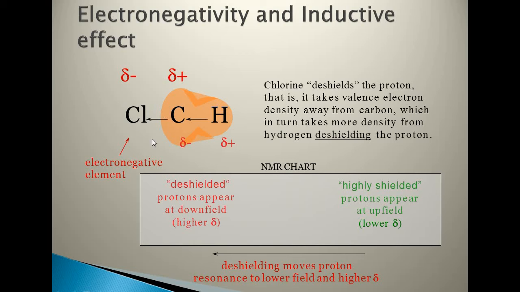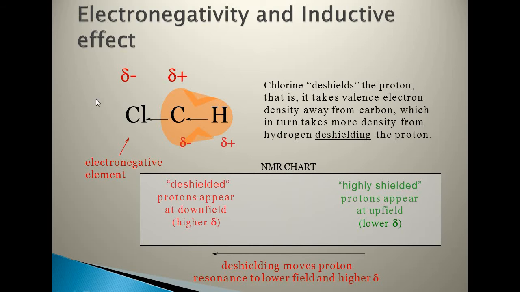So in electronegativity, consider Cl is a highly electronegative element. So it will pull all the electrons towards itself. So consider we are interested in noting down the signal of this proton, and if the chlorine is not there, only C and H are there. So the sigma electron which is present in this bond is shared between these two atoms, and the chemical shift received is some delta value.